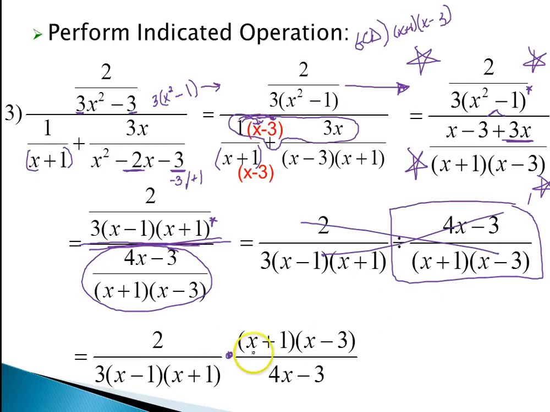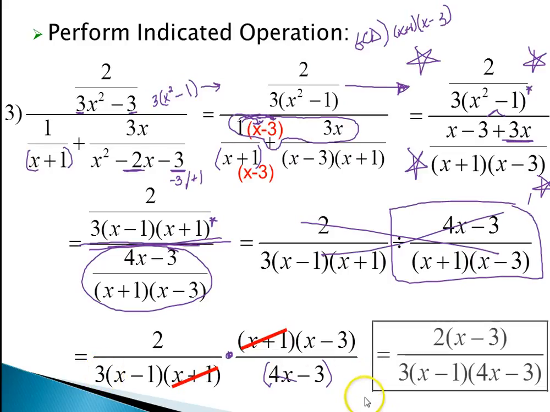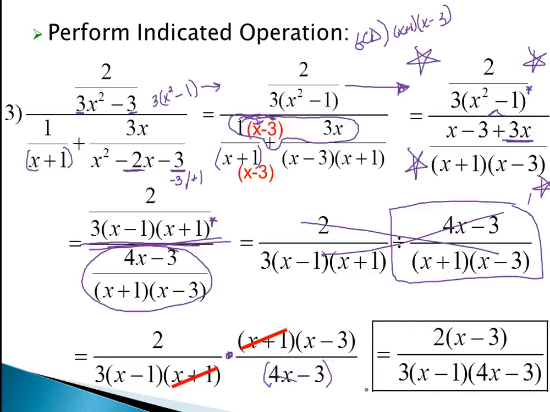Now, we've already factored. We took care of that x squared minus 1, so we factored everything, so cancel. I got an x plus 1 on both. Do I have anything else? This is an x minus 3. This is a 4x minus 3, so those are different. I got a 2, I got a 3. I can't simplify those. So I have 2x minus 3 divided by 3, x minus 1, 4x minus 3. There's nothing else I can cancel, so that's my answer.